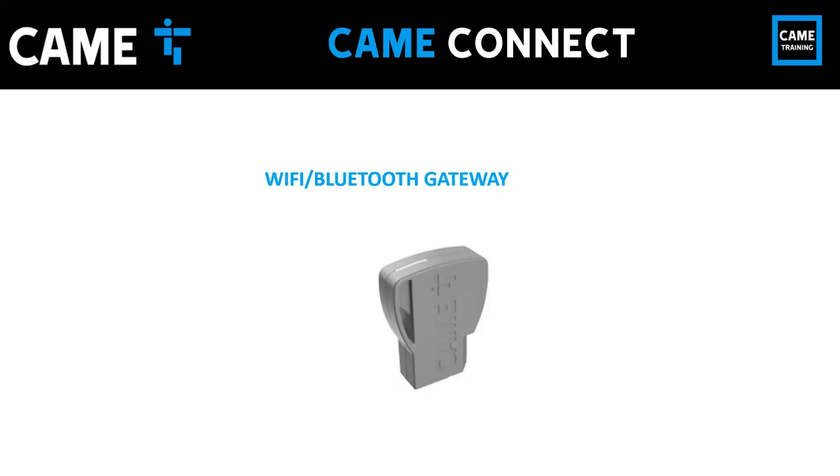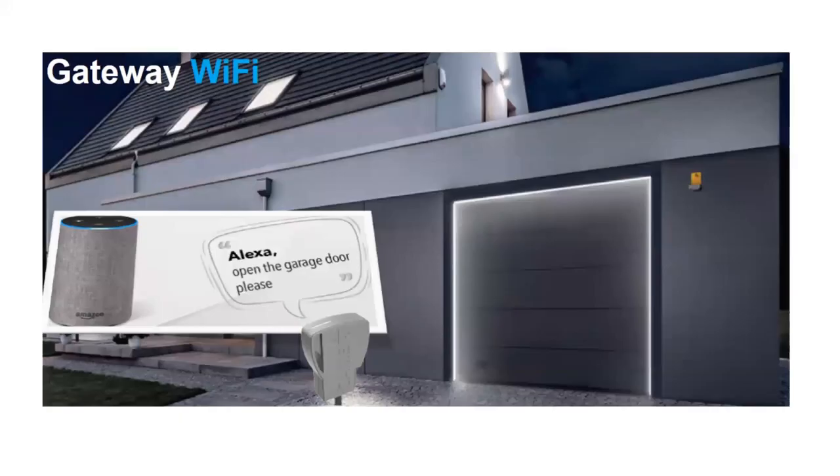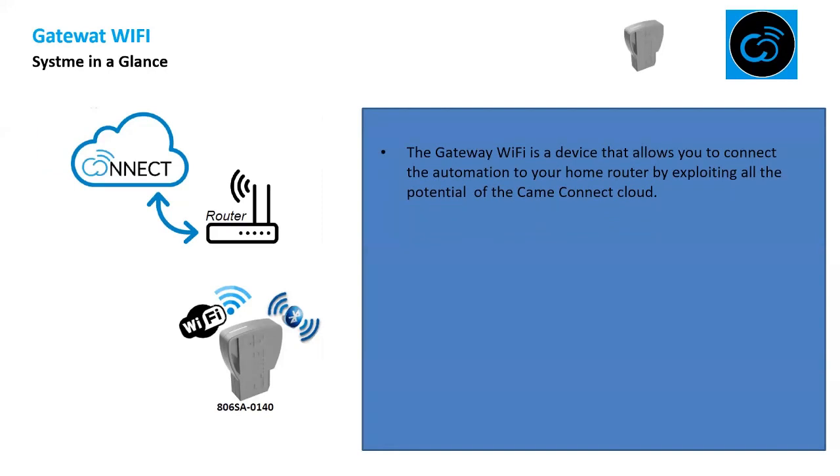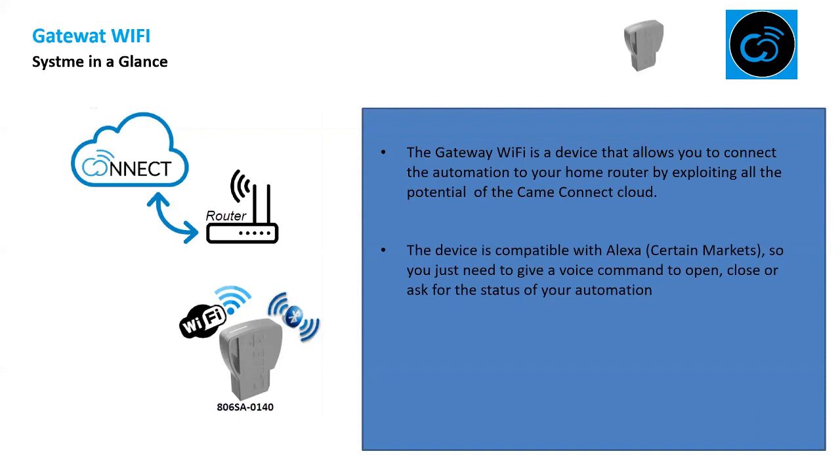So you're going to install this tool in your operator. We have to tell you that this tool is compatible with Alexa. So in a few days from now, you can go to Amazon, search for the Kame Connect skill for Alexa, and then you should be able to do the integration. What this tool does is, when you connect it to your operator, it allows you to control the automation via the Kame Connect Cloud application. It's fully integrated with Alexa, so you can manage your automation via Alexa.